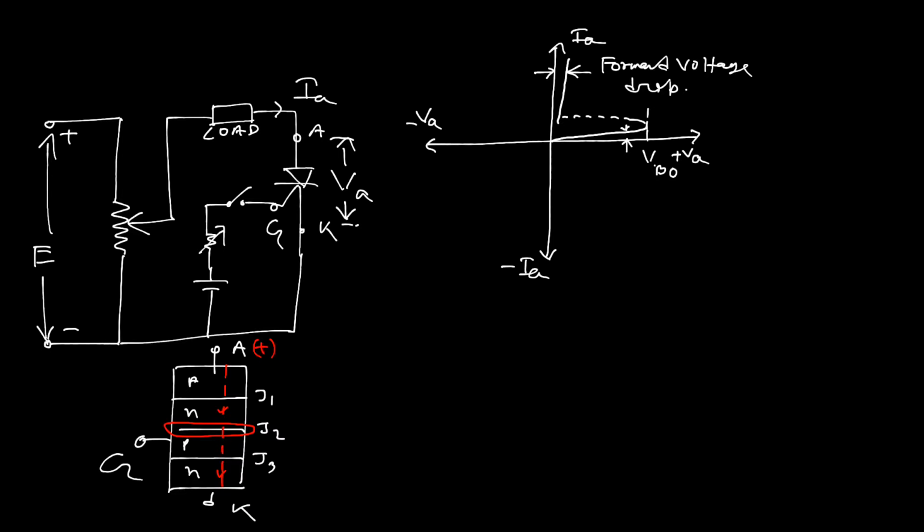Okay, fine. So this is all about the forward conduction mode. That means this graph is actually defined for forward conduction mode. This is actually forward conduction mode. And this is actually for forward blocking mode. Okay, last is reverse blocking mode.